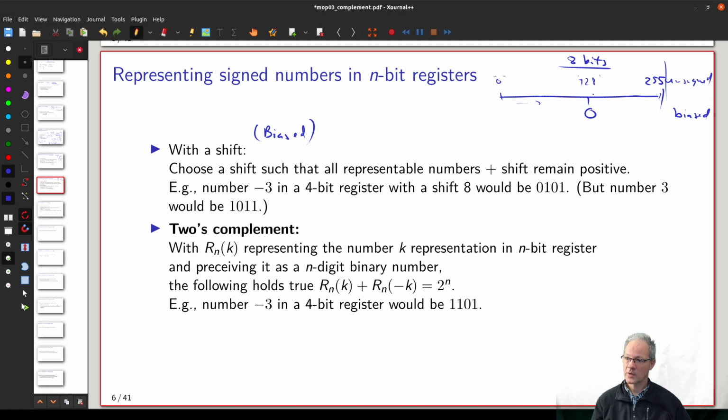Well, we only have half of them that we had before, so it's going to be half of the 255. So it's going to be 127 plus, right? And here the minus is going to be minus 128. So that's the range of the numbers that we could store using the biased representation, right? So the good news is that the arithmetics work.